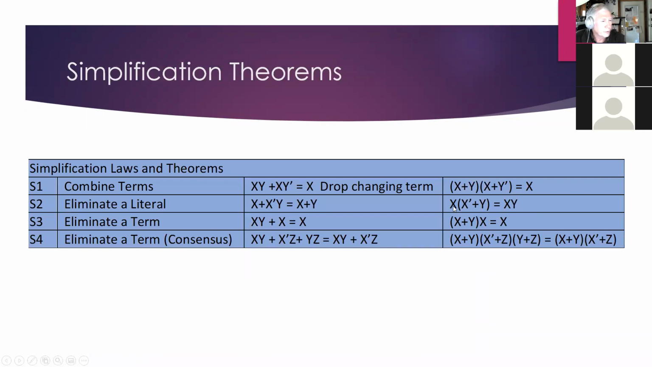So eliminate the literal. It's x times x prime plus y equals x, y. And that's easy to see because you can multiply it out, put the x in here, and you get x times x prime, which is always 0, since x AND with its inverse is 0. So then you just write it with x, y. But anyway, that's the POS form. And then eliminate a term: xy plus x equals x, and x plus y times x equals x.